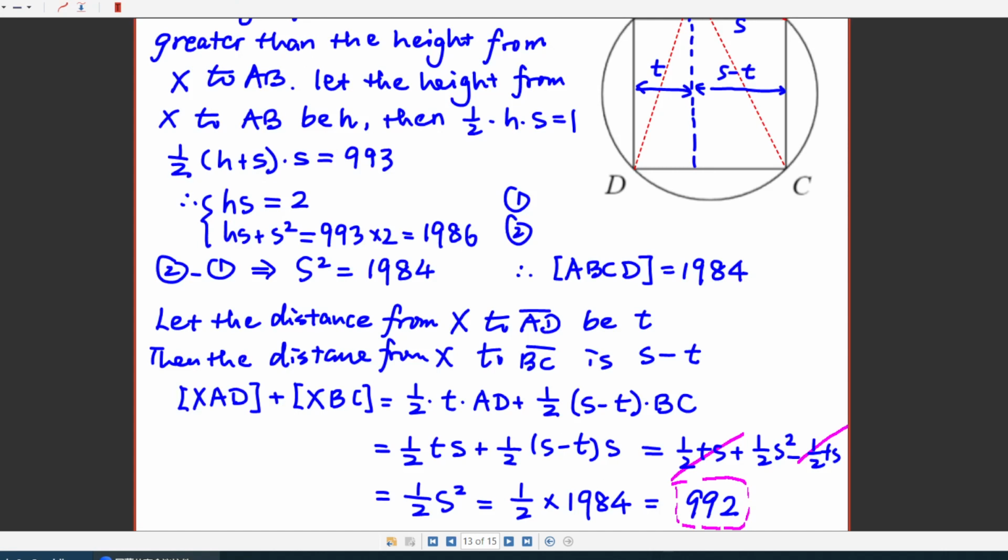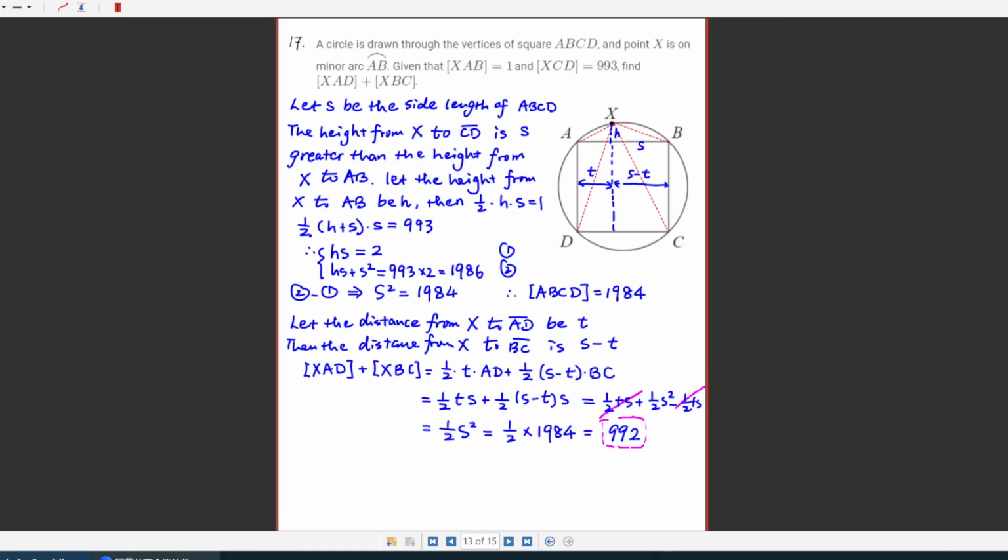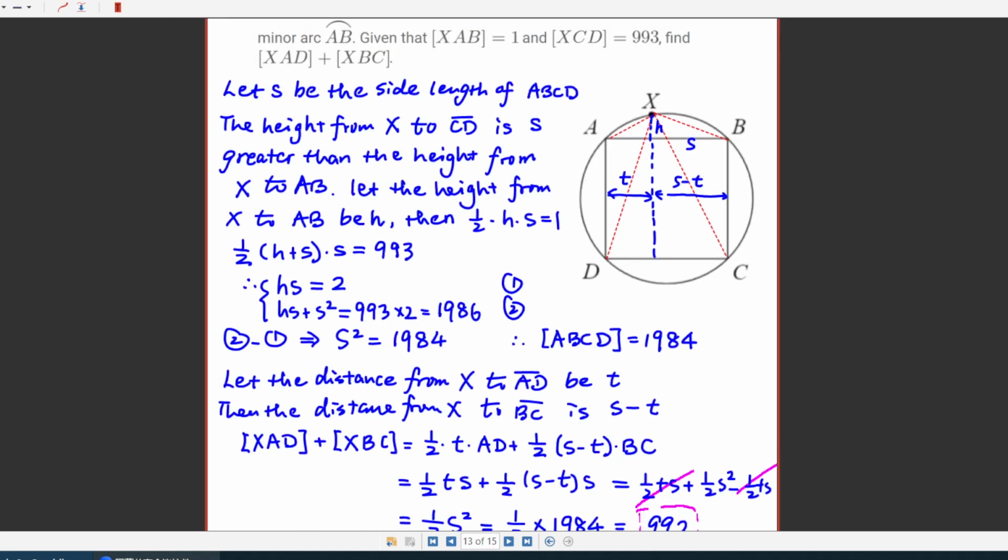Okay, have a look at the solution here and let me know if you have any questions.